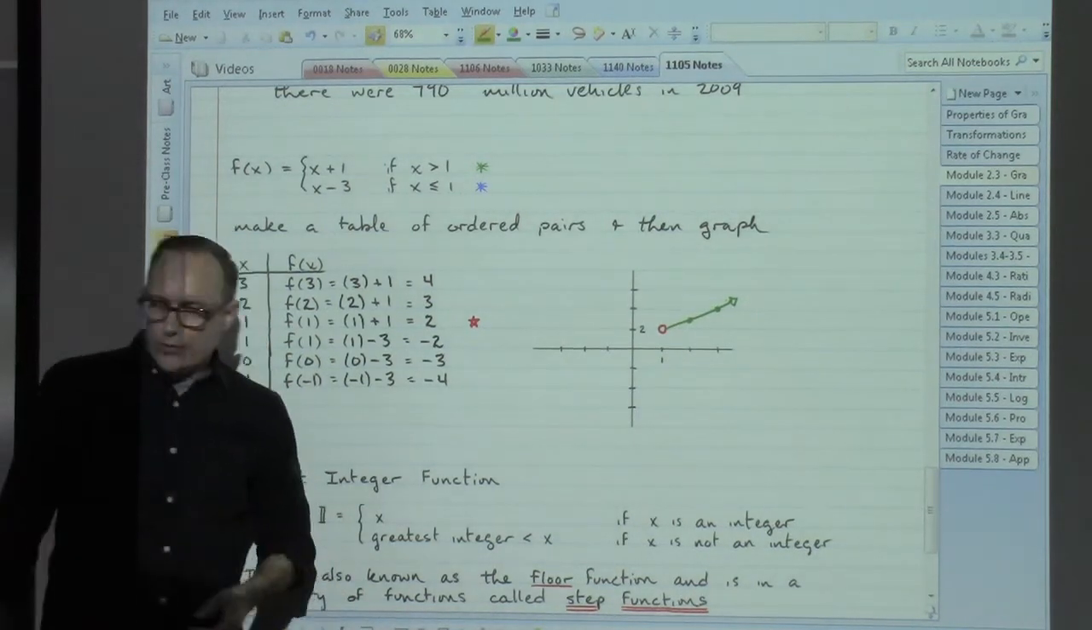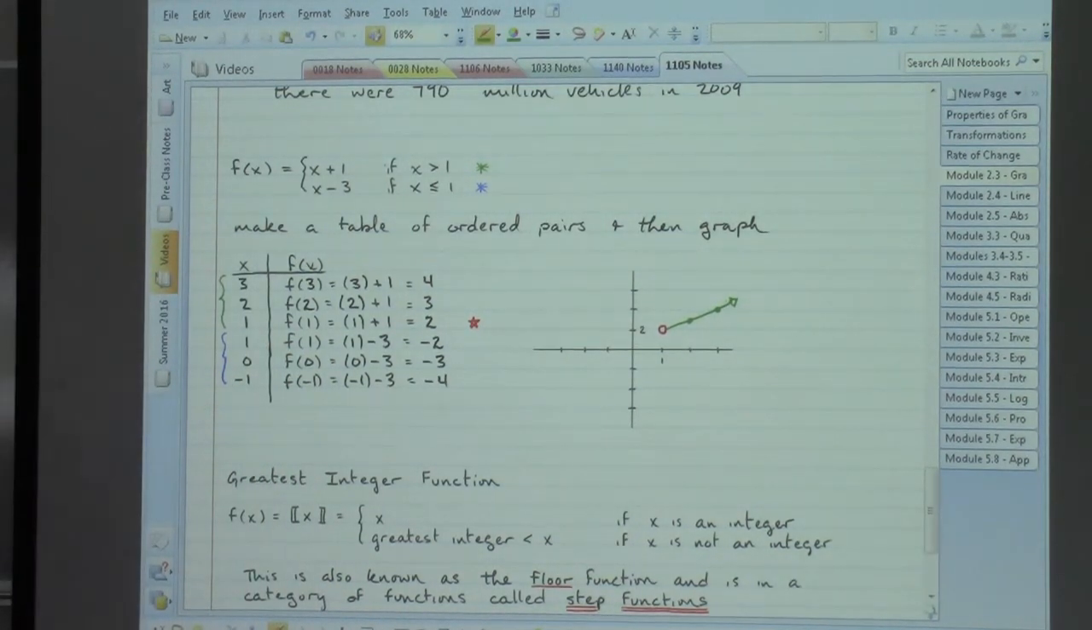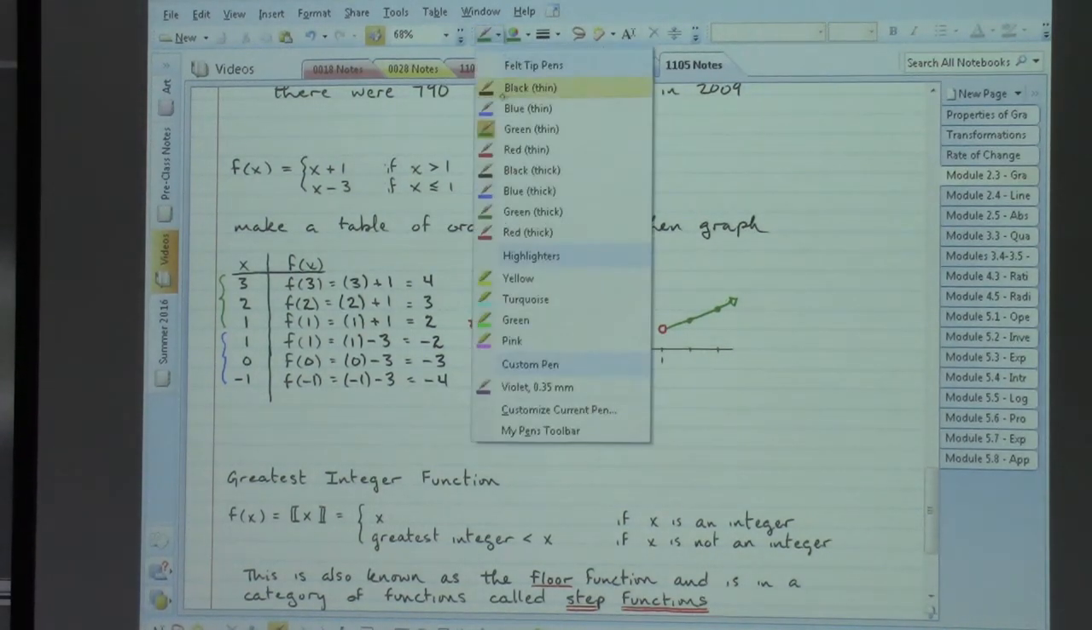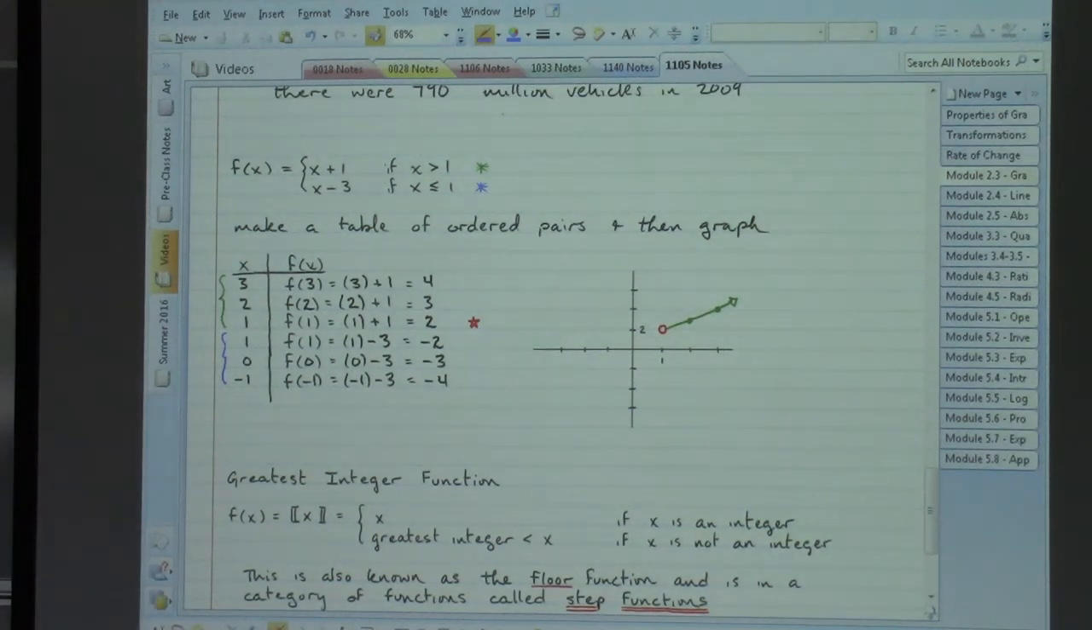And then the blue that we're going to draw in from the other rows. The next row, when x truly is allowed to equal 1, and we plug it into the second piece of our function, then we get a dot where we do get to land. So we have a solid dot going on there. 1, -2, 0, -3, and then -1, -4.